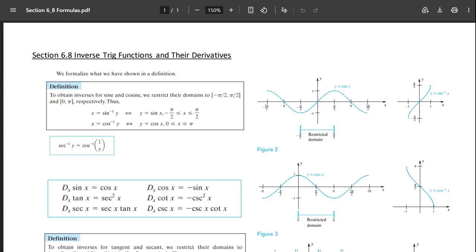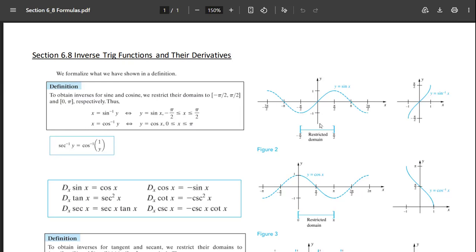Okay, for this session, we're going to cover section 6.8, which deals with inverse trig functions and their derivatives. Mainly today, we're going to focus on the inverse trig part. Remember, a few sections prior to this, we talked about inverses. An inverse has to satisfy two conditions: one, it passes the vertical line test, and two, it passes the horizontal line test. Another way to describe that is that it's a function and it's also one-to-one.